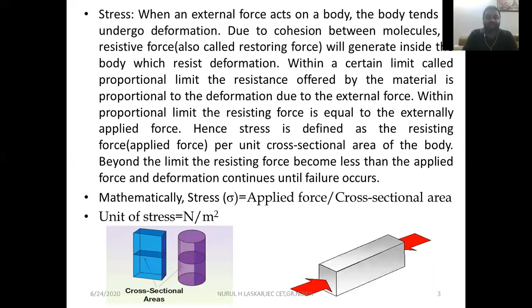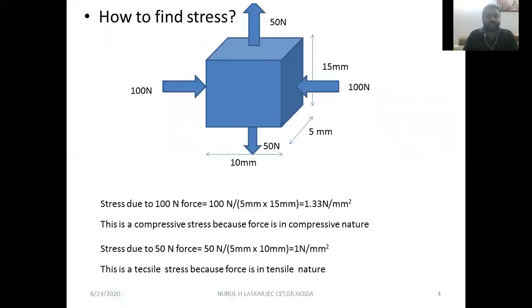Now, how is stress to be calculated? See this figure. There is a three-dimensional object, 10 millimeter length, 5 millimeter width, and 15 millimeter height. And there are two forces. One is a 100 Newton force acting along the x-axis but compressive in nature, and another is a tensile force of 50 Newton acting along the y-axis. Now I want to find the stress developed due to the 100 Newton force and due to the 50 Newton force.